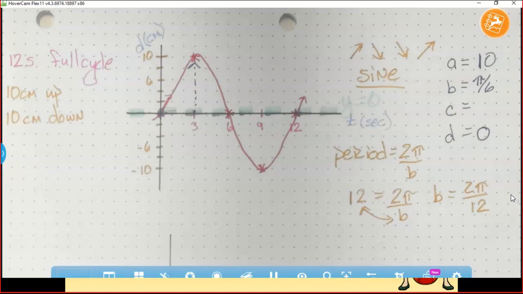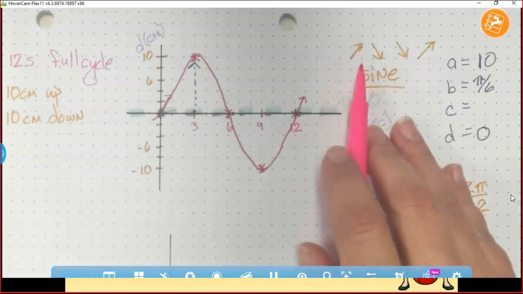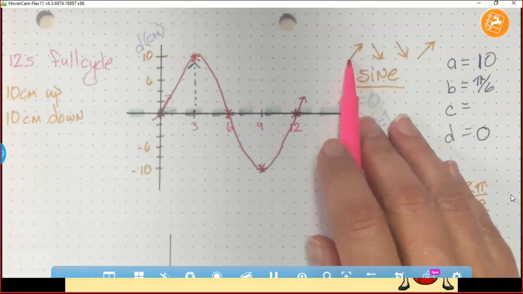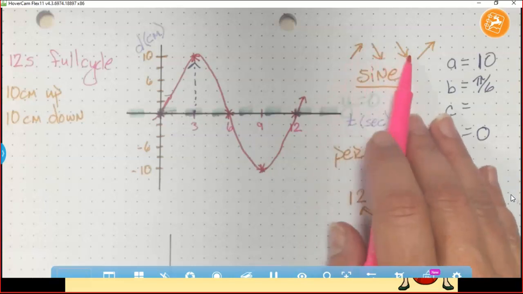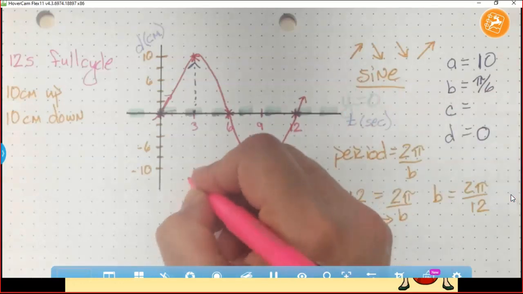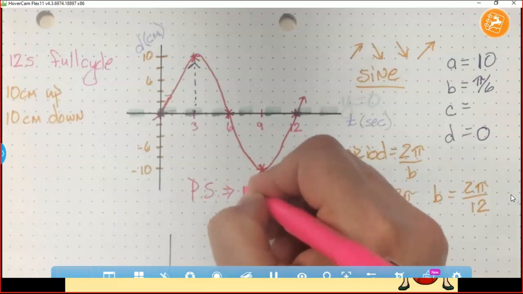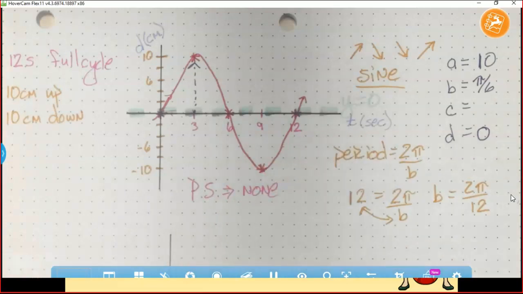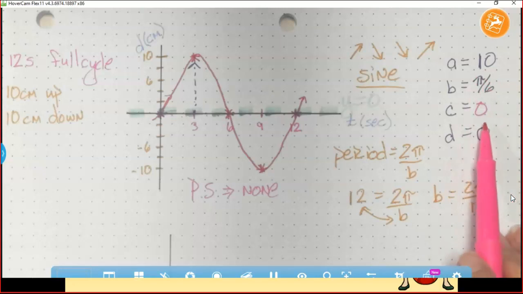My C is my phase shift. For phase shift, I need to know how much this graph got moved to the left or to the right. Well, sine is supposed to start at the origin or at the principal axis and go up, down, down, up. Hey, that's what it does. So I have no phase shift. There is none. So that means my C is also 0. So my A is 10, my B is pi over 6, my C is 0, and my D is 0.